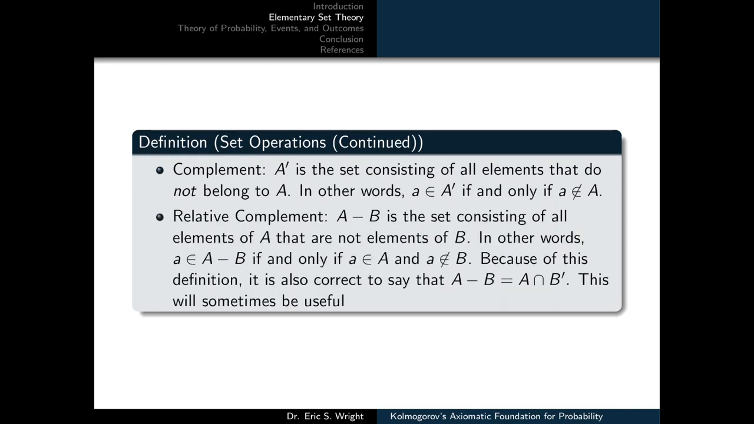Relative complement. A but not B is the set consisting of all elements of A that are not elements of B. In other words, lowercase a is an element of A but not B if and only if lowercase a is an element of the set A and it is not an element of the set B. Because of this definition, it is also correct to say that A but not B is equivalent to A and not B. These are just two different ways of representing the same compound event.